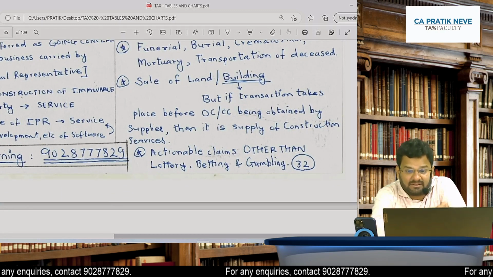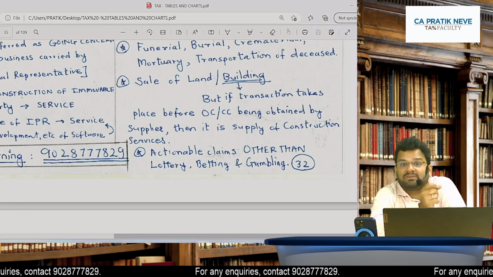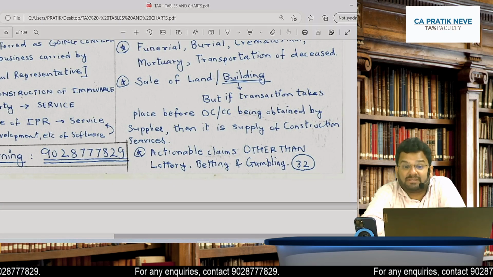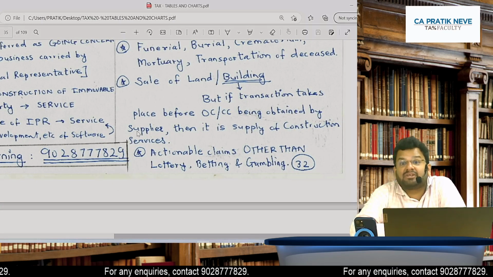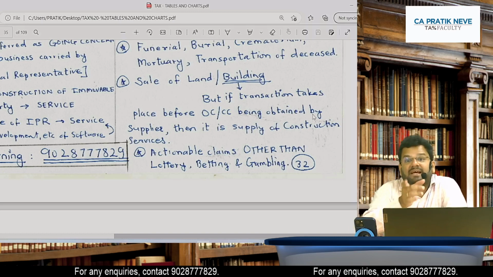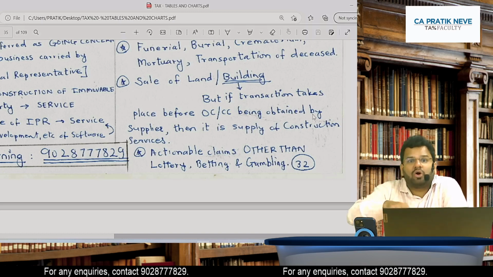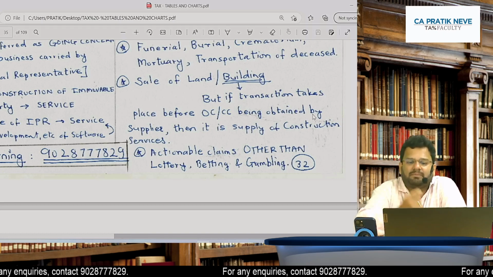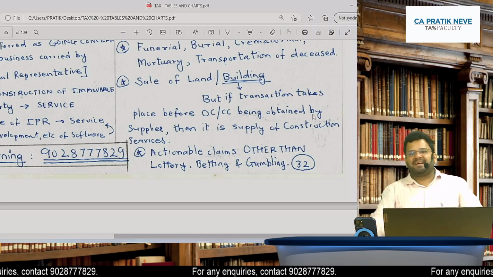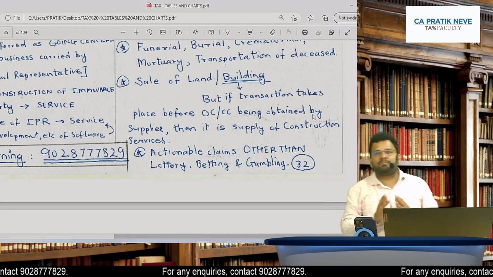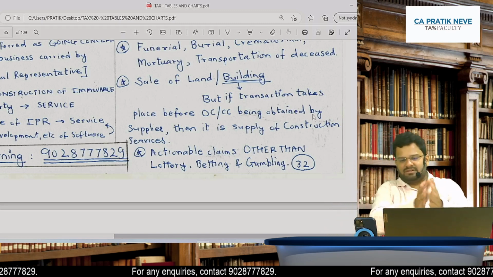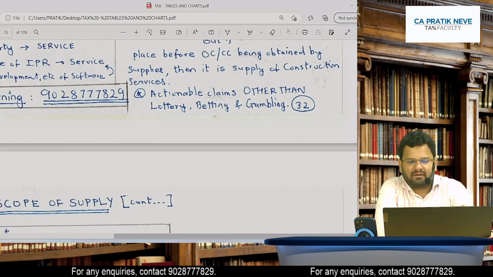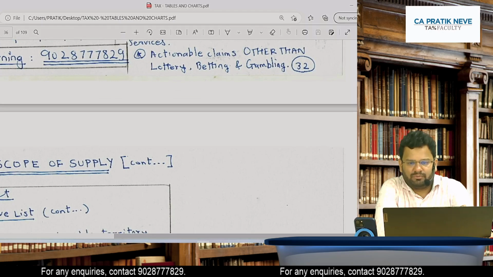And as discussed, sale of land or sale of building is neither supply of goods nor supply of services. But in case of building, if the transaction takes place before the occupancy certificate or completion certificate is obtained by the supplier, then what is it? Then it is supply of construction services. Wonderful. I hope this point is totally clear to you.